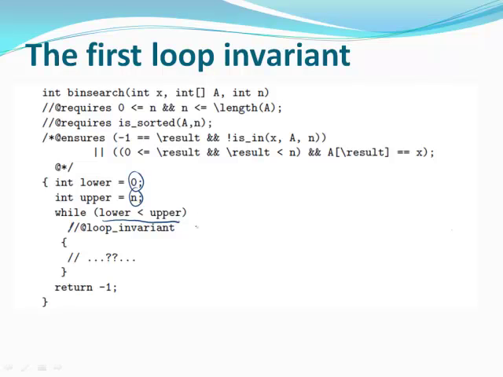A good loop invariant would look at the boundaries of lower and upper. We should be able to prove that lower is greater than or equal to 0, that lower is less than or equal to upper, and that upper is less than or equal to n. So that's one loop invariant that can be very useful for proving what we want to prove.